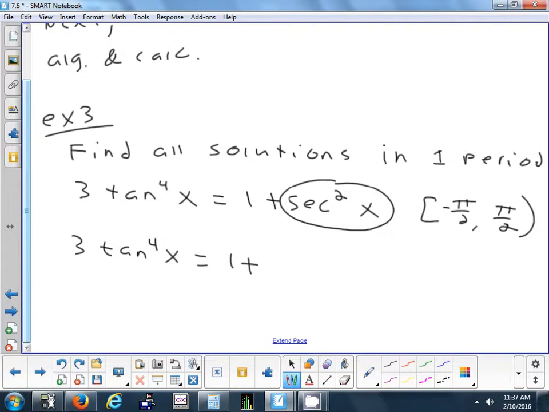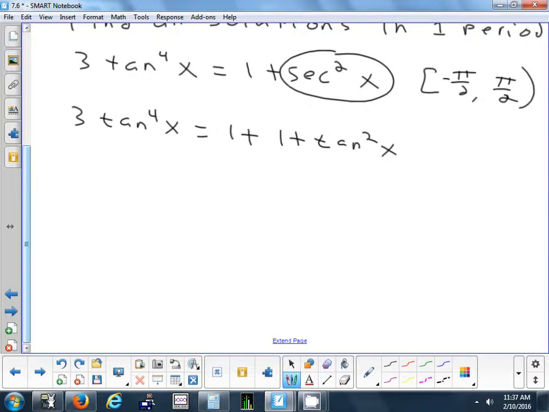So we have 1 plus, that just stays the same. That's one of our Pythagorean identities: 1 plus tangent squared equals secant squared. Okay, I'm going to do that, and I'm going to bring it to the other side. So I'm going to do 3 tan to the 4th x, and then I would have 2 plus tangent squared, but I'm going to minus tangent squared, and minus 2.